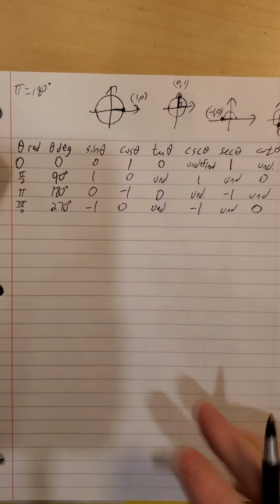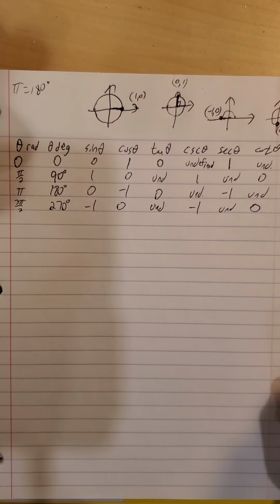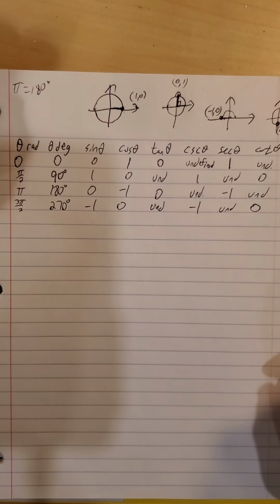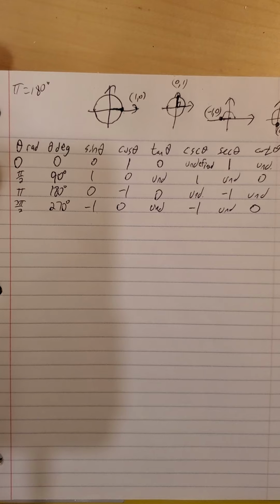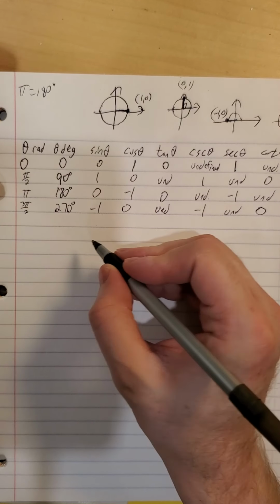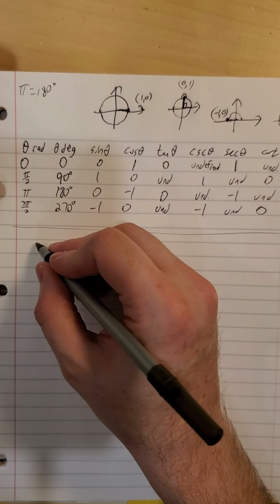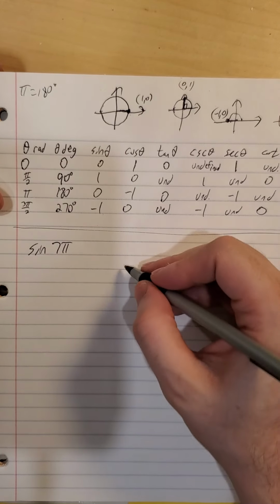So those are the 6 trig functions just at basically the 4 compass points on the unit circle. So then next we look at, well, what if we go around a little bit more than that? So let's say I want the sine of 7 pi.